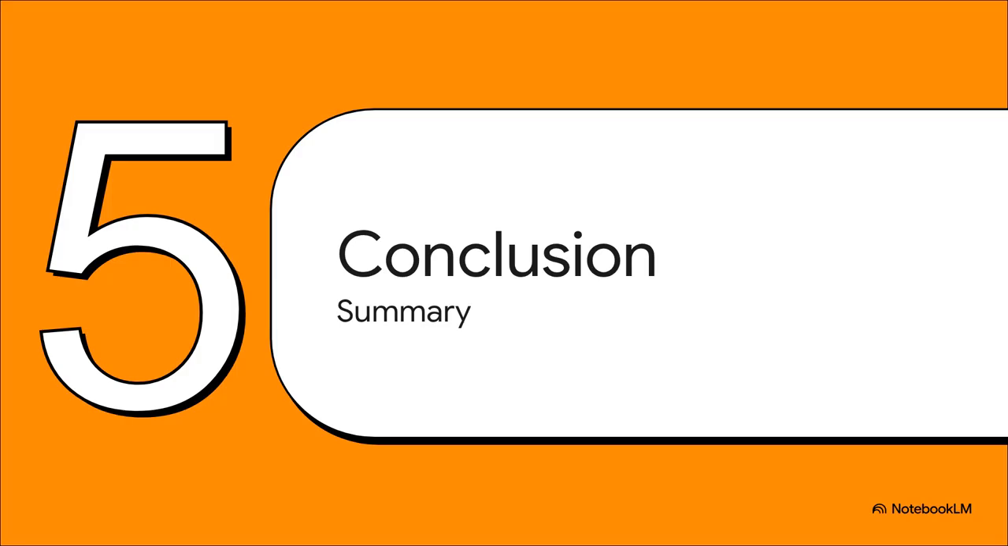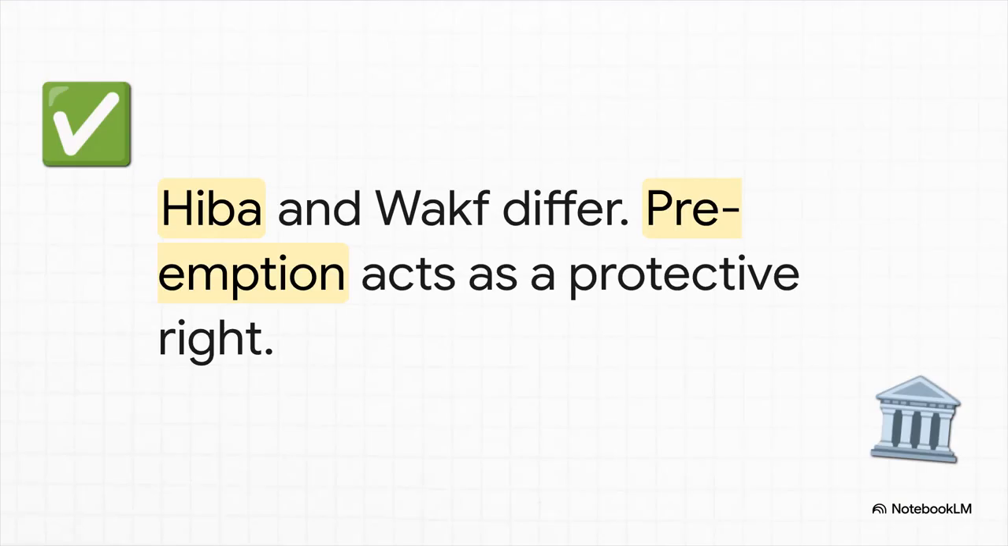Finally, number 5. Conclusion. Do not just trail off at the end of your paper. A strong legal answer always requires a definitive closing. You must summarize your legal arguments cleanly. Your conclusion reads, Hiba and Wakf differ fundamentally in purpose, ownership, and permanence. Pre-emption acts as a protective right. Together, they form important aspects of Muslim property law. This ties everything together in a neat professional bow.